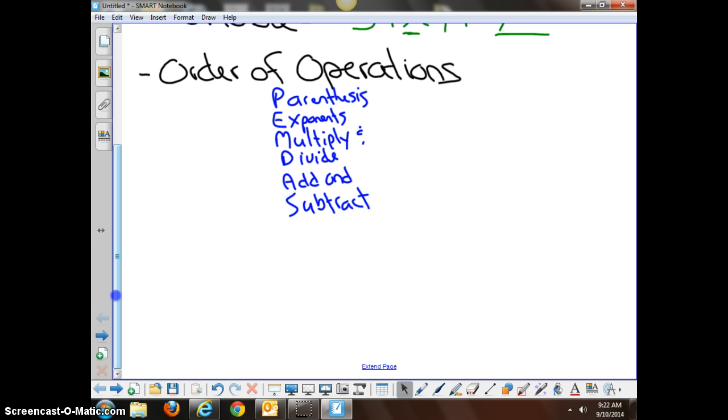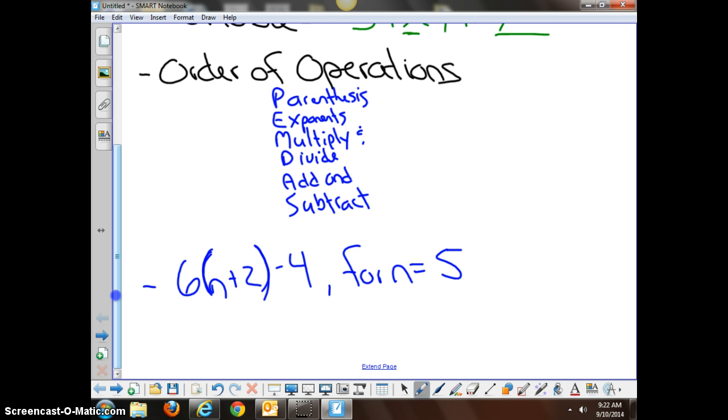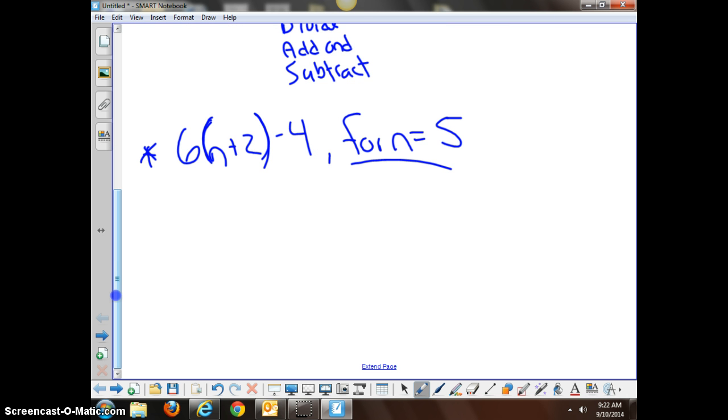A couple of other points I want to make would be if you have a problem such as 6 times n plus 2, and these are parentheses right here, minus 4, and we're substituting in for n equals 5. And by the way, this is not a negative sign. This is just another point I'm trying to make here. You would take for n equals 5, and you would just plug in 5 for your variable, as I told you earlier, and this would be your problem. And you would evaluate the problem in that way.